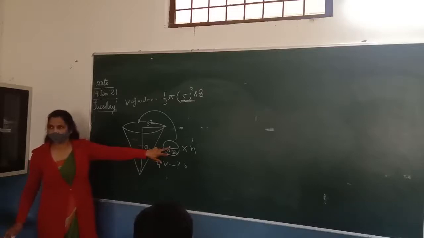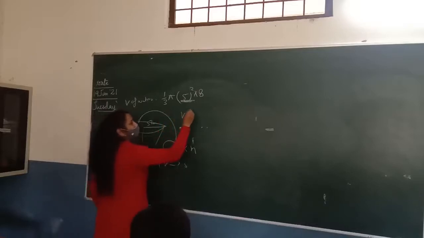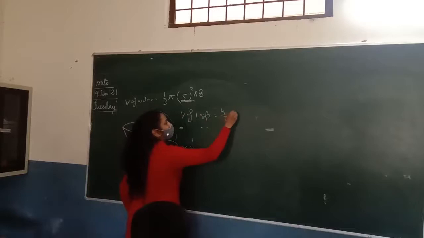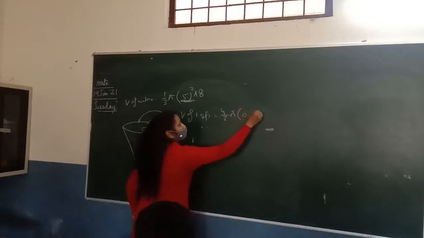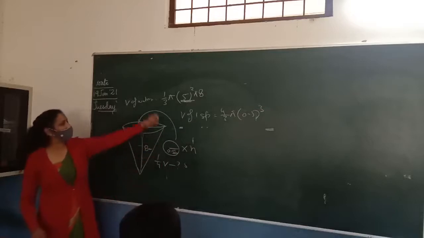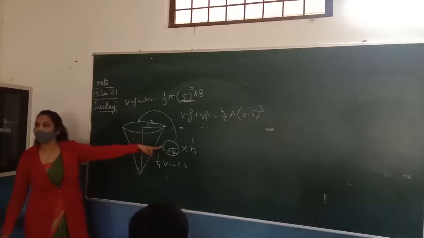4/3 pi r cube. Very good. So the volume of one sphere is equal to 4/3 pi r cube. Suppose we put n number of lead shots in this conical term. So what should be the volume of the n spheres?